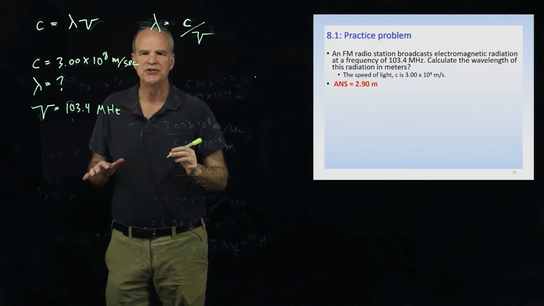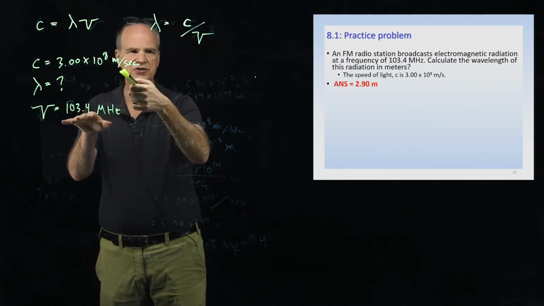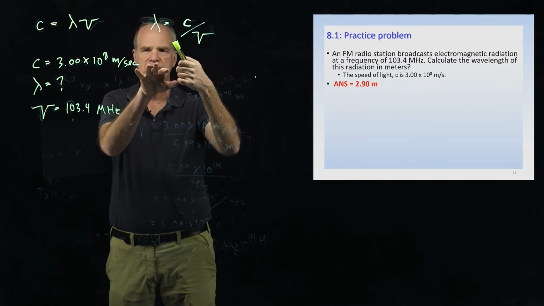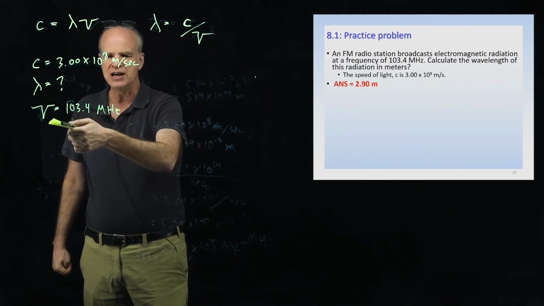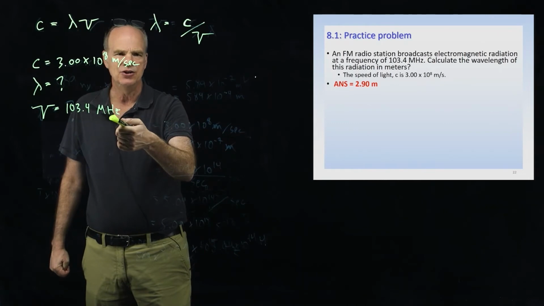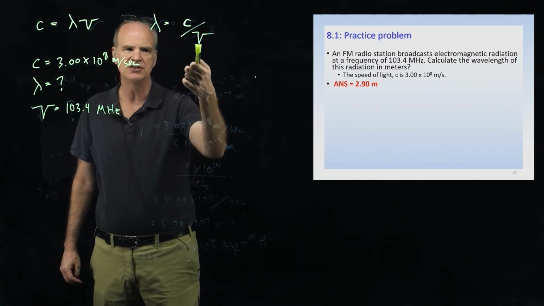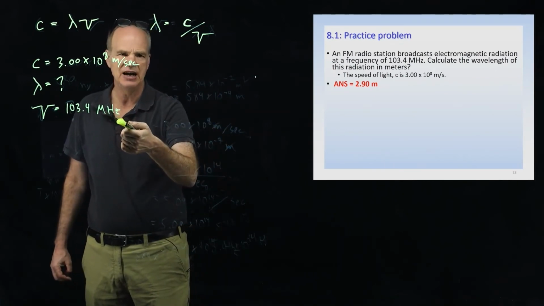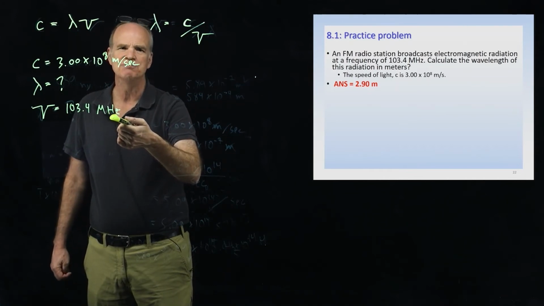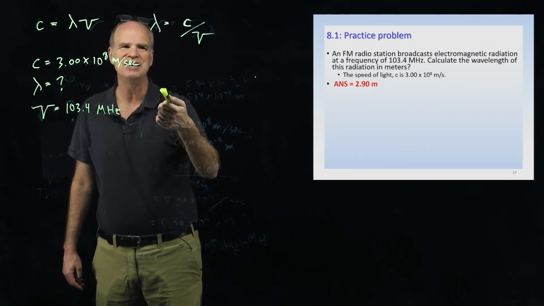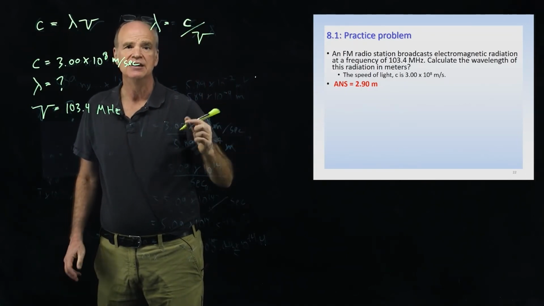Okay, so I think you can see at this point we have a bit of a problem. We cannot directly put these two numbers into this equation and get the right answer. The reason is the speed of light is in meters per second, but frequency is not in hertz. If it was in hertz, it would be in per second, and you could plug that in. But instead, it's in megahertz. So it's not in per second, it's in per million of a second. And so you cannot have meters per second and then divide it by millions of a second and get the answer.